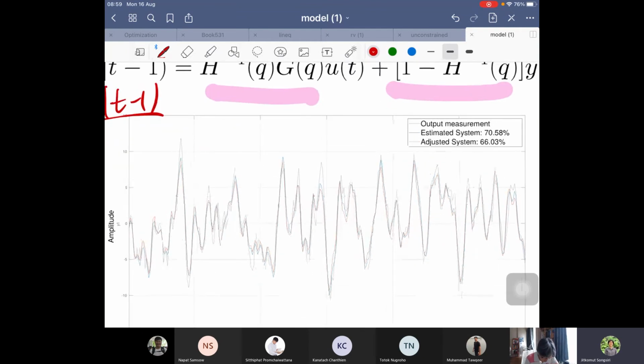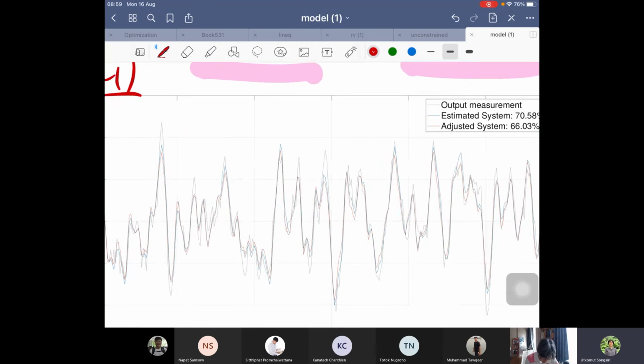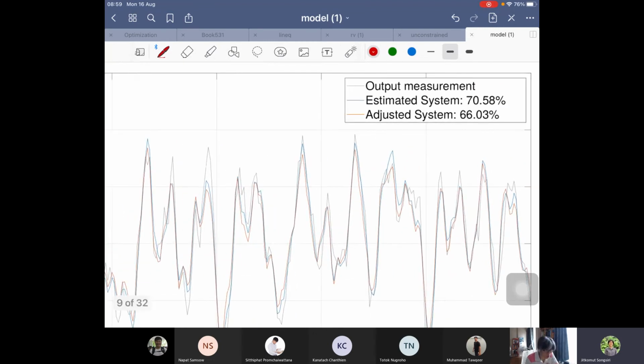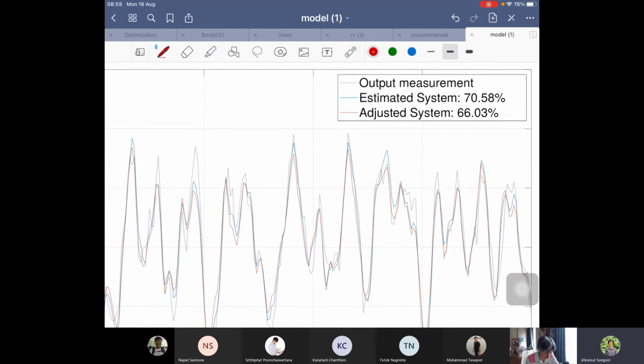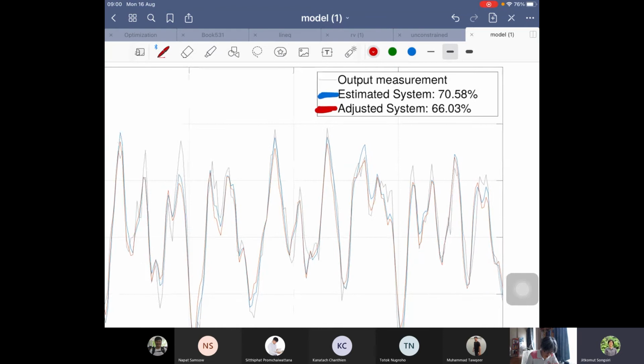The line is a very thin line. Not sure if you can see the blue. The brown one is the actual output. And let me emphasize the blue one and the red one, how are these different? The blue one is the prediction from the estimated system, the estimated model. The red one, I actually do this.